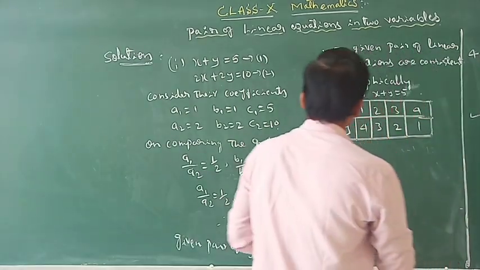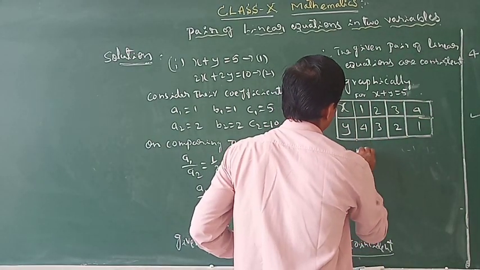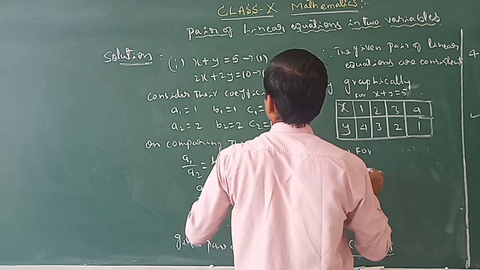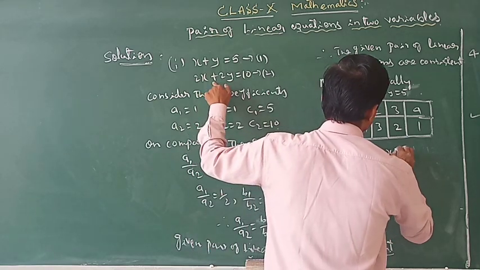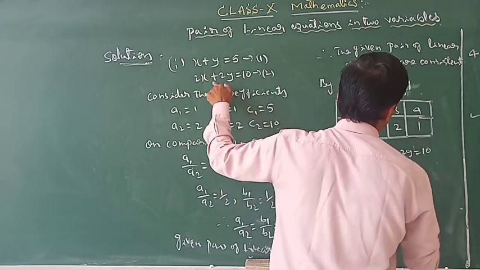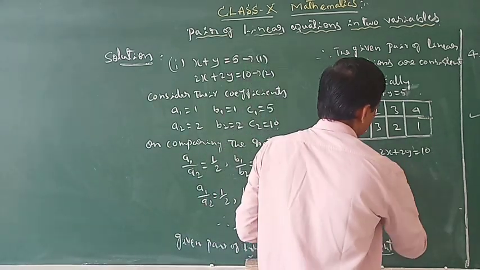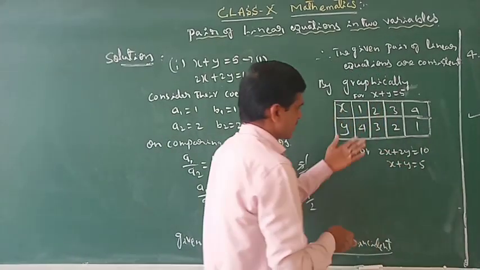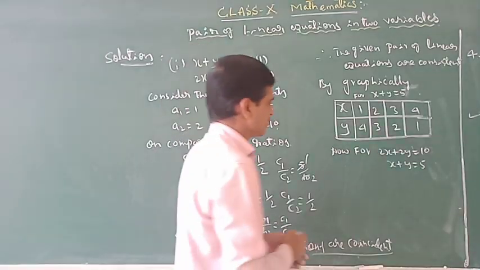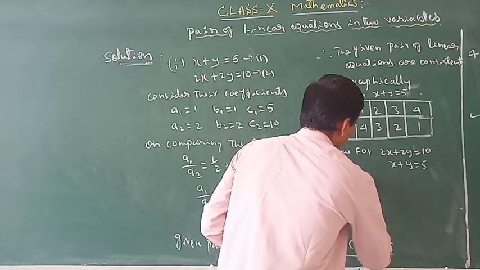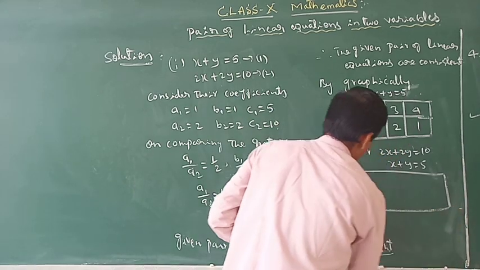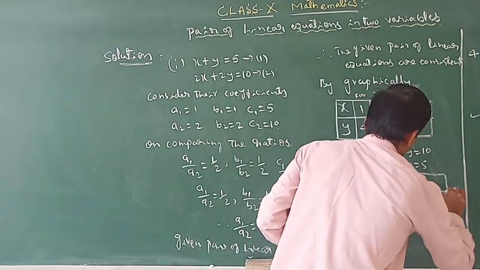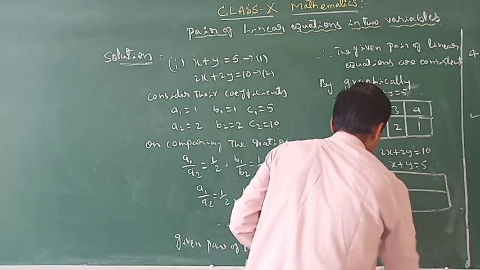In the same way, now for the second equation, 2x plus 2y is equal to 10. It will be the same, because if you divide it by 2, we get x plus y is equal to 5. The same table arises. So take x and y values for this also. So here it is x.